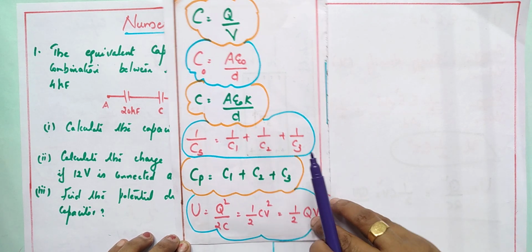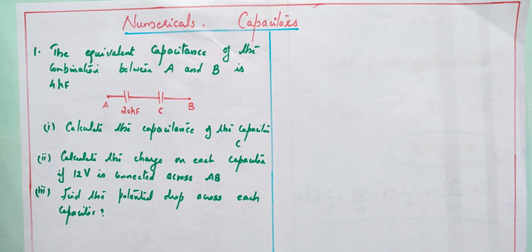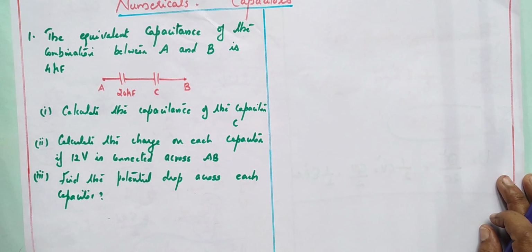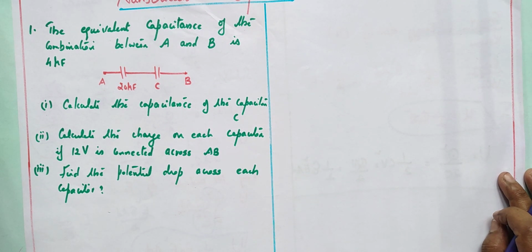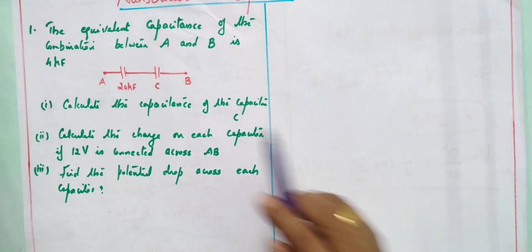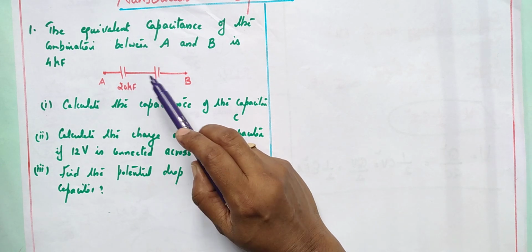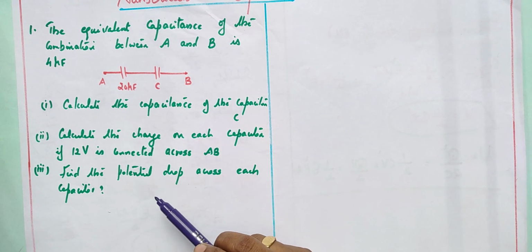Now we can do the first question. The equivalent capacitance of the combination between A and B is 4 microfarad. Calculate the capacitance of the capacitor C. Calculate the charge on each capacitor if 12 volt is connected across AB. Find the potential difference across each capacitor. The figure is given. So the equivalent capacitance is 4 microfarad. From the circuit itself, it shows that the two capacitors are connected in series.